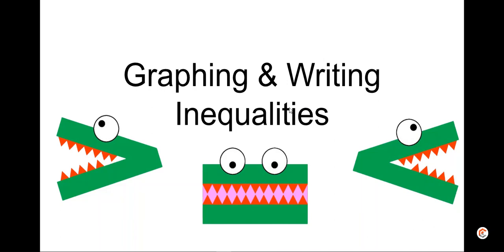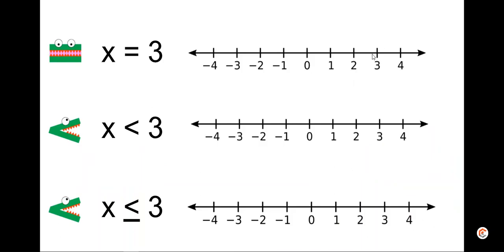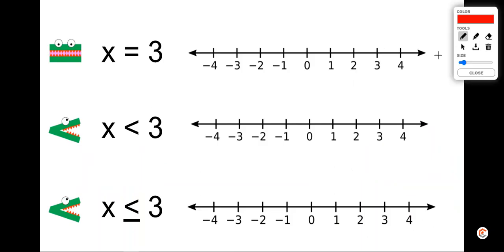Hello, today we are going to learn how to graph and write inequalities. So let's begin with the difference between an equation and an inequality. An equal sign means that x has just one value that is possible. X is equal to 3.